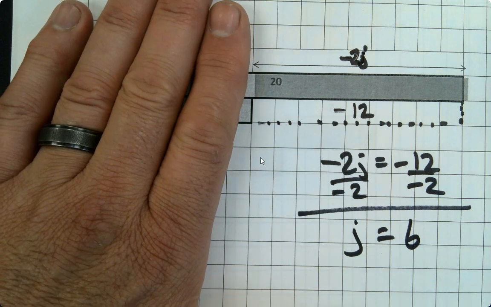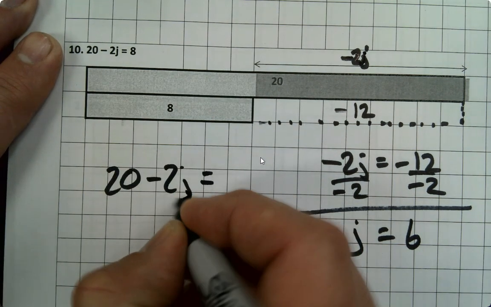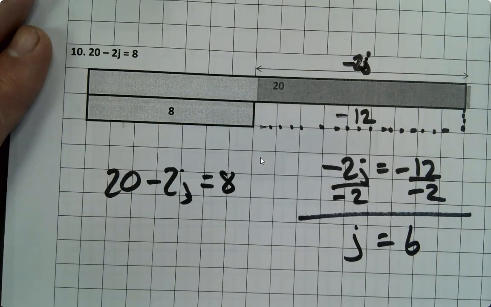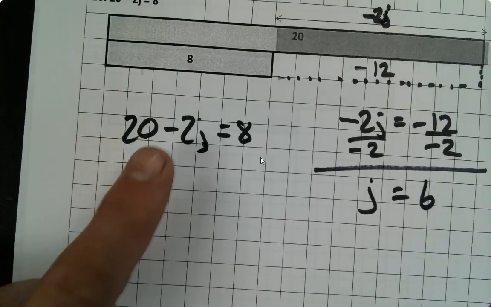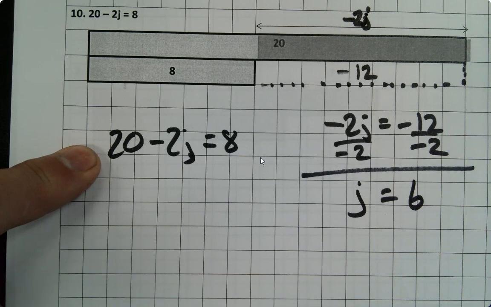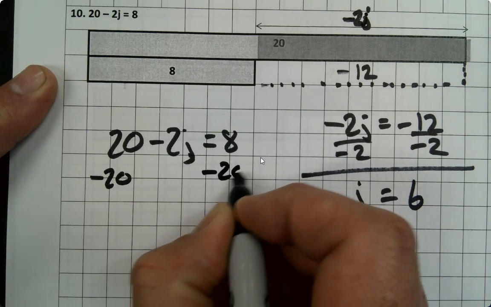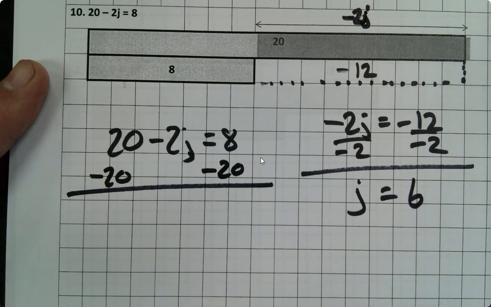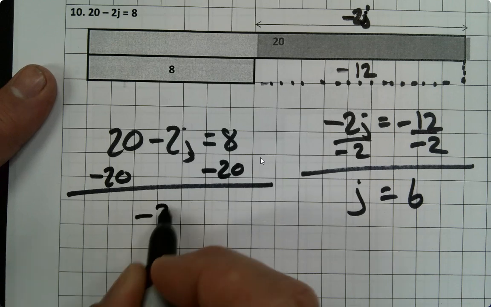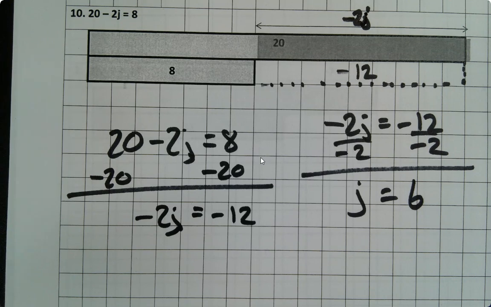So let's talk about it from the original beginning part of the equation. 20 minus 2j is equal to 8. What's the first thing that we need to do to solve this equation? What do we do with the 20? Subtract it. And what's that leave me with? -2j is equal to that -12. Why are we dealing with the negatives?